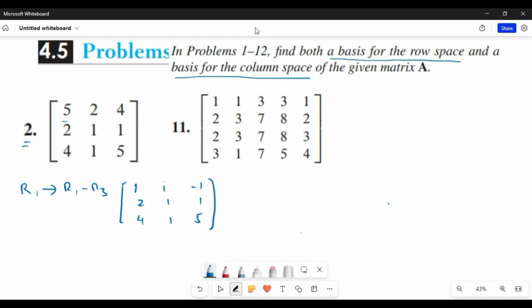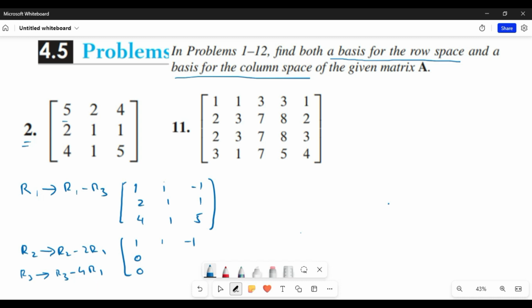Okay, the next step we will do another formula. We want this element to be 0, 2 to be 0 and 4 to be 0. Let's write formulas for that: R2 = R2 - 2R1 and R3 = R3 - 4R1. When we use these rules, there is no change in the first row. In the second row, these elements will be 0.